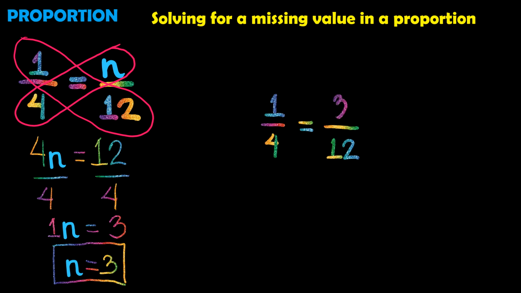Now we have to check if our answer is correct. We apply our usual solution, which is cross multiplication. 1 times 12 is 12. And then 4 times 3 is also 12. So you can see the products are equal, meaning to say our ratios are proportional with each other.